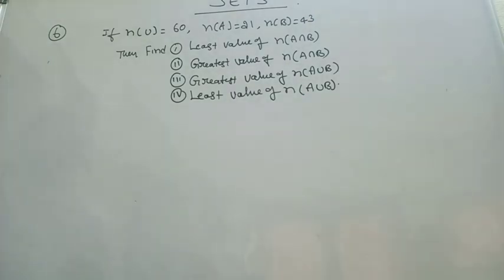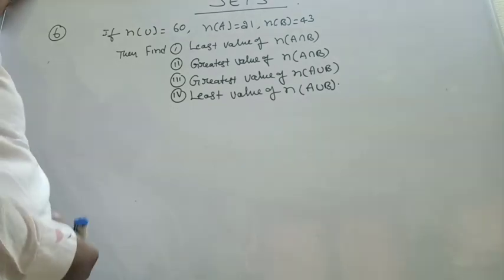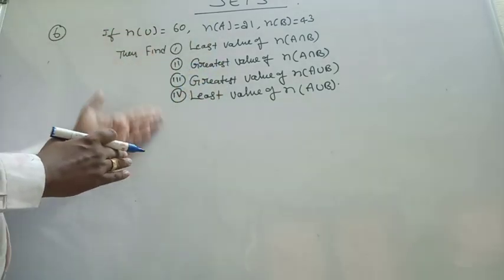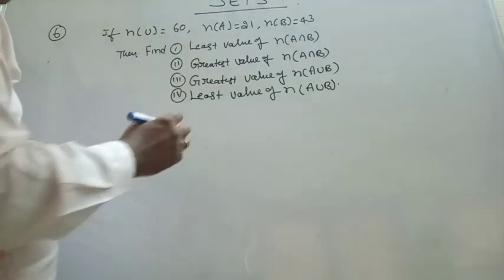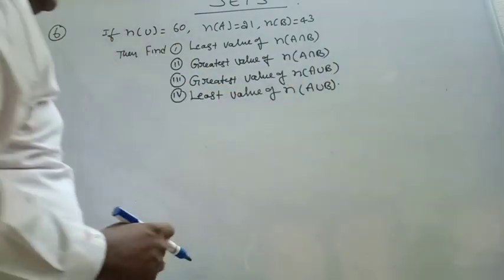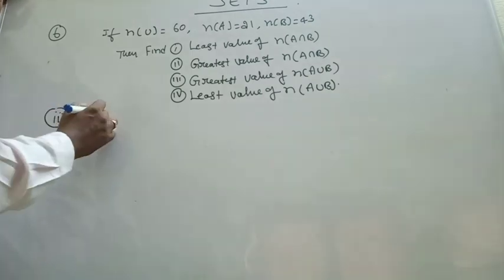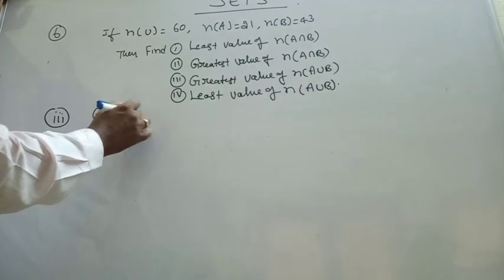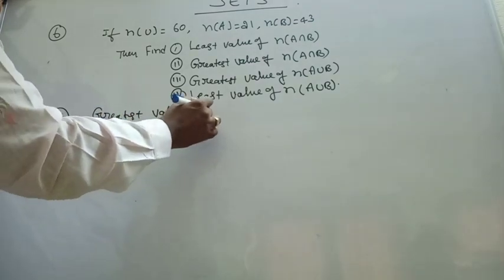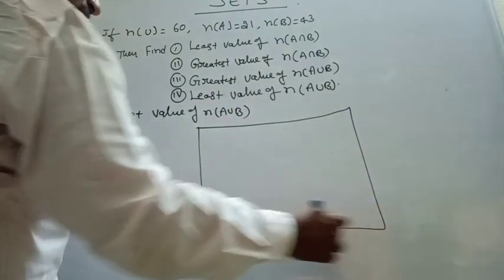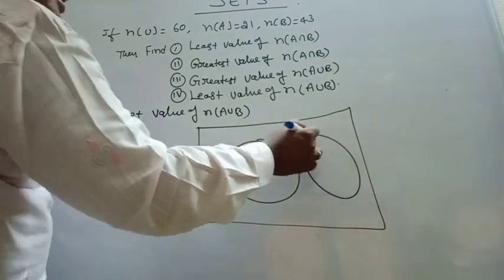For this, how will we do this, my dear students? First of all, I may not follow the 1 2 3 4 order, I may follow anything like that. First I want to find the third one, the greatest value of n of A union B. The n of A union B will become greatest when they are disjoint. When they are disjoint, then it becomes greatest.